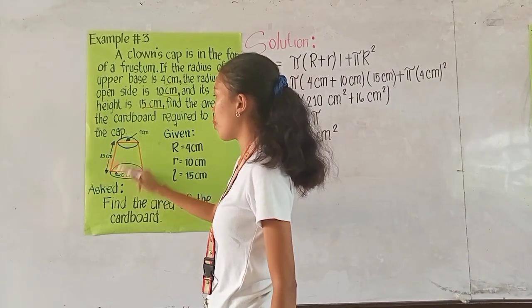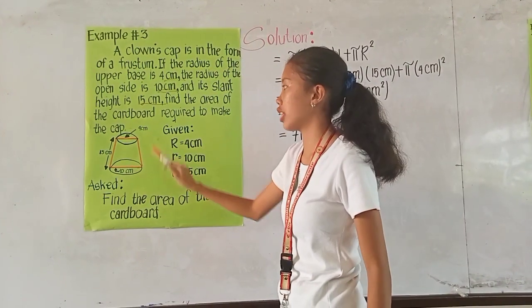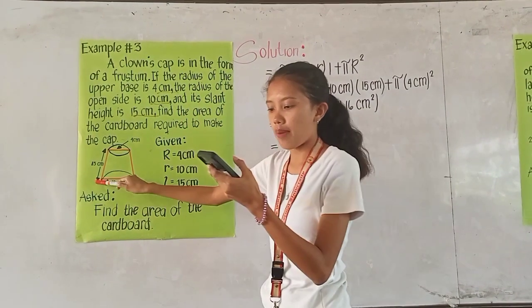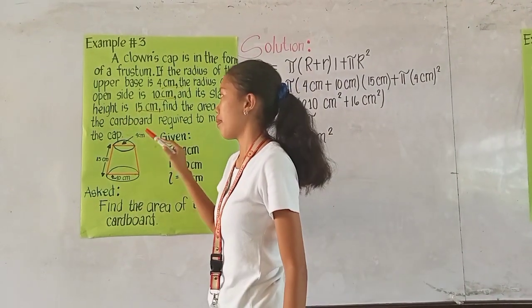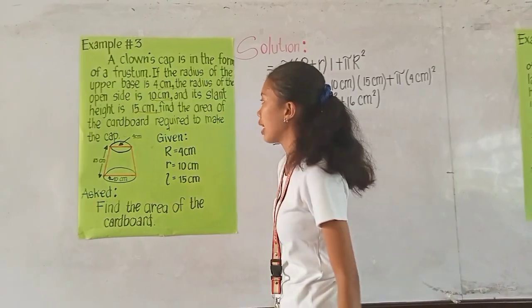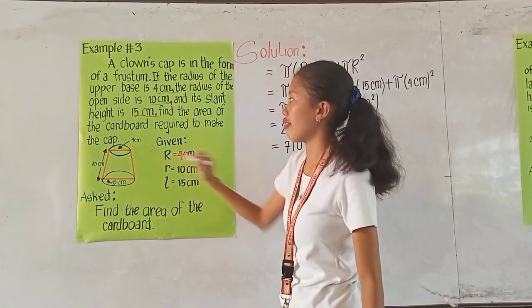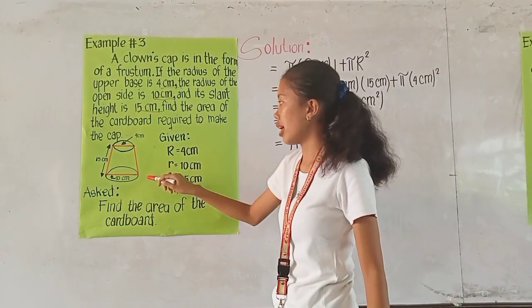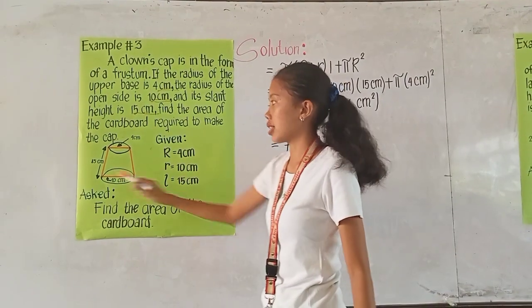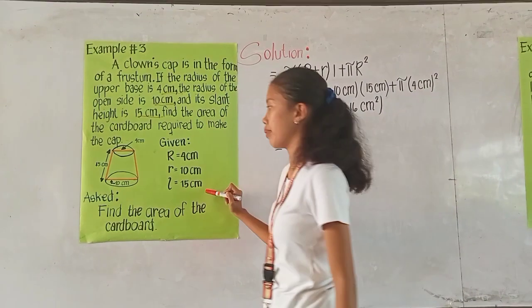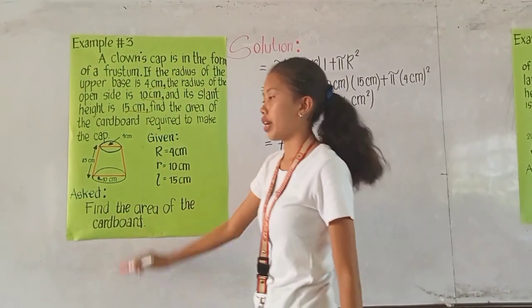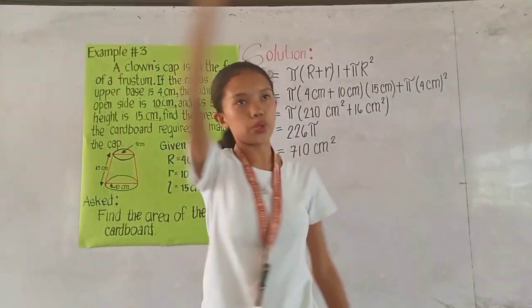So, if this is the glass cup, what we will find is the curved surface area of the cup and the area of the upper base of the cup. So the given is a radius of 4 cm, a lower radius of 10 cm, and a slant height of 15 cm. What is asked? Find the area of the cardboard. So, let's proceed to the solution.